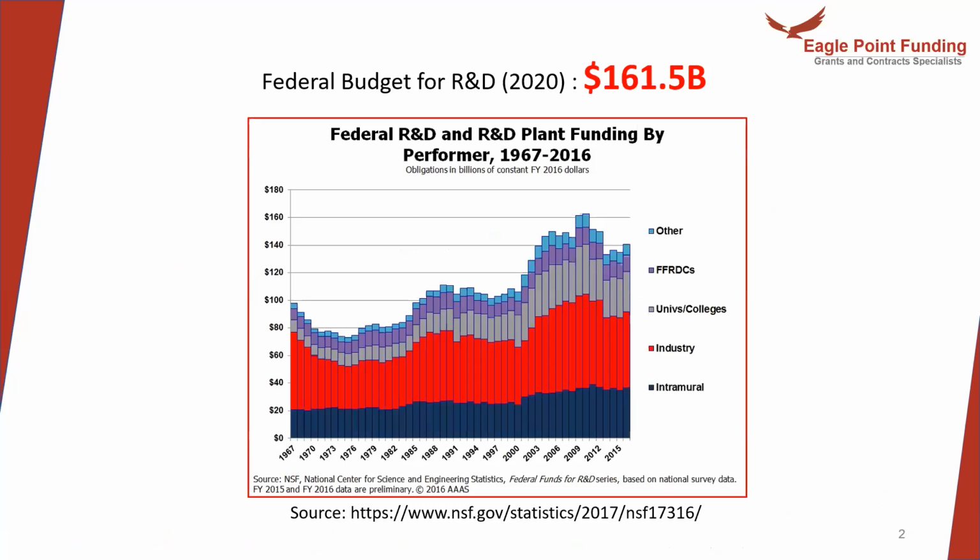So, as you can see, federal grants are a huge part of the U.S. federal budget. It's $161.5 billion a year that they spend on it. And for research and development in the private industry, it's 30 to 60 billion dollars a year. They do this for a few different reasons.